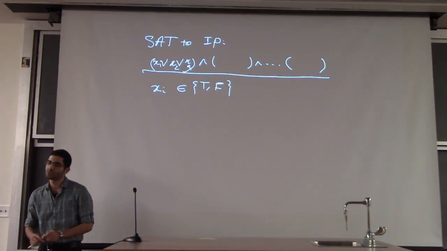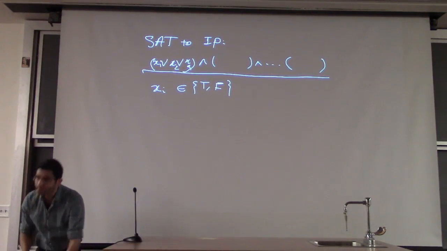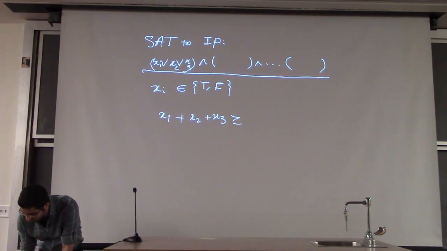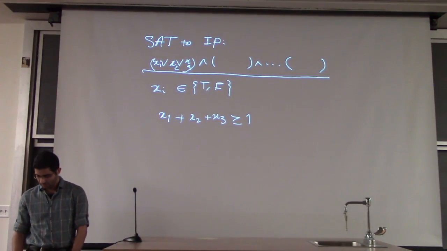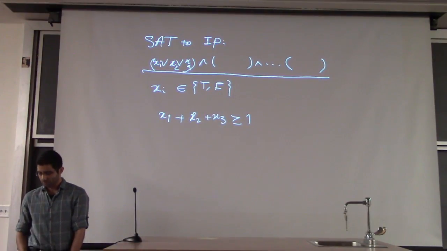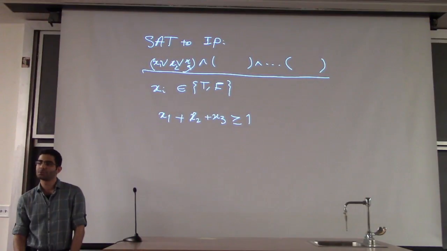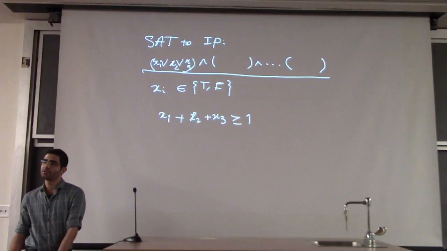We want to treat each one of them differently. So for each one of them, we have one constraint, like x1 plus x2 plus x3 greater than or equal to 1. And you can see how it satisfies the clause. At least one of them should be 1, and 1 means true. So if at least one of them is true, then the clause is true. And if all of the clauses are true, the formula is true.